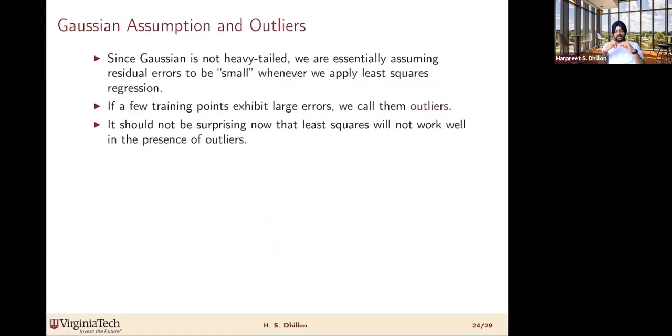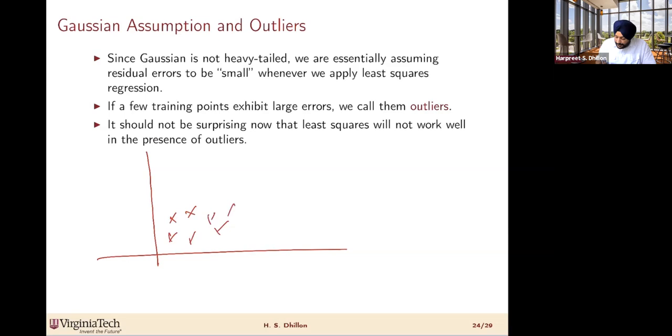And let me say this more concretely. Since Gaussian is not heavy-tailed, we are essentially assuming that your residual errors are small, or that your errors are coming from a Gaussian distribution. That's the exact model for which least squares corresponds to the ML estimator. Now, what if a few training points exhibit large errors? We call them outliers. In that case, let me actually draw and see if least squares would still make sense. Let's say you had data which is something like this.